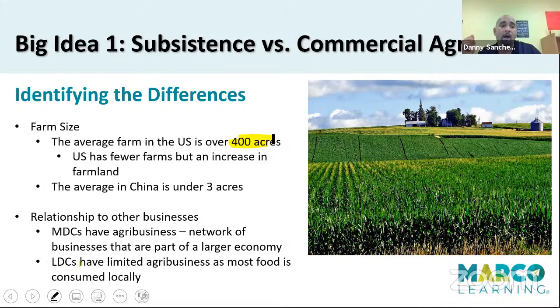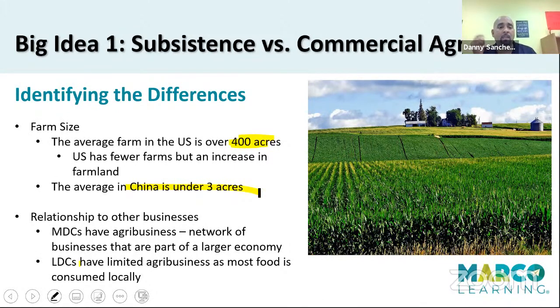All right. On the flip side, in China, the average is under 3 acres. And people are subsistence farmers, which means you're trying to find a little patch of dirt in which you can generate enough food to keep yourself and your family going. So farm size is going to be a big visual differentiation.